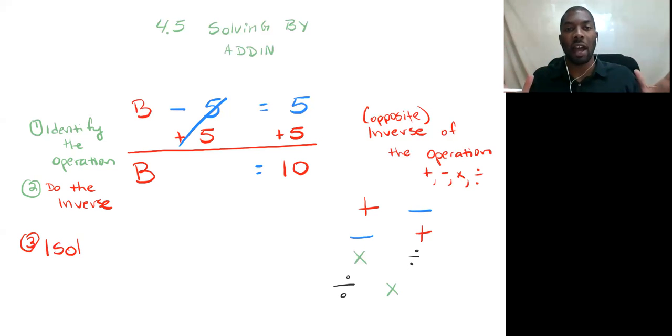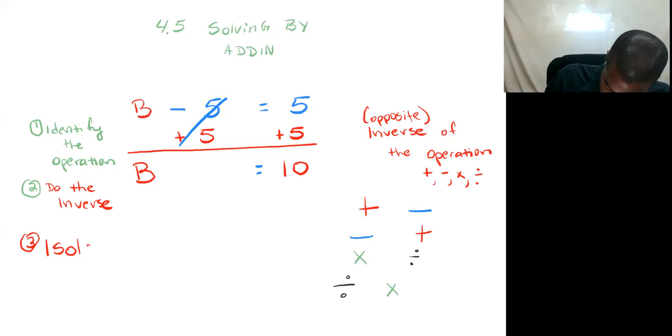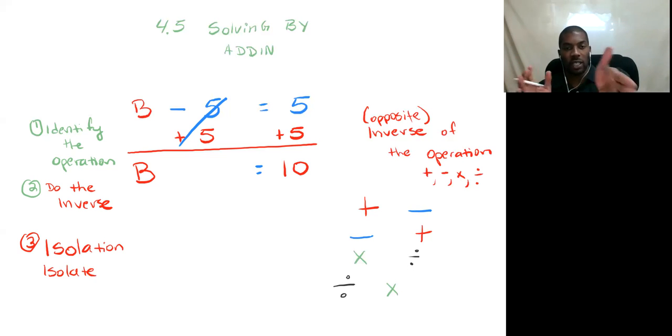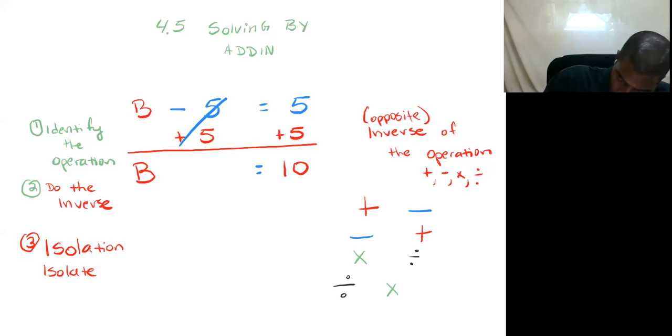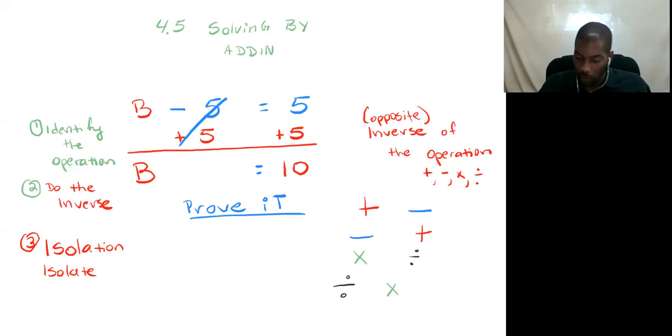We call that isolation. Isolation is the idea of being by yourself in a room, or being alone. Isolate the variable. Once you have the variable by itself, do you see how there's nothing with the b? That's how you know you're done. b is equal to 10. Now we have to prove that, right? And how do we prove it? Simple. We take what we know about our variable, which is that it equals 10, and we replace it in the original equation to test it.